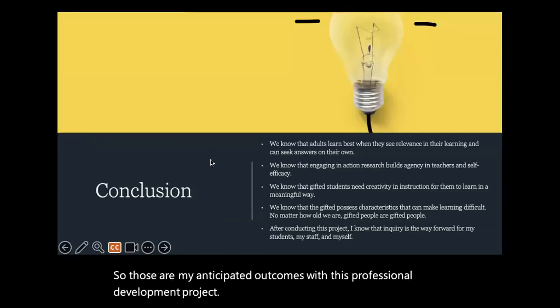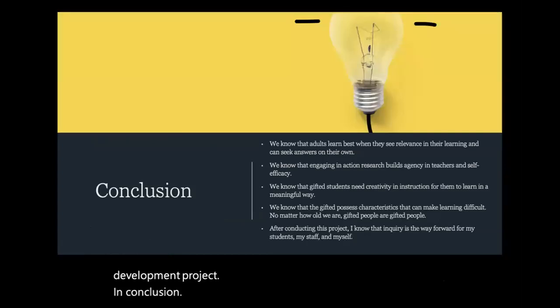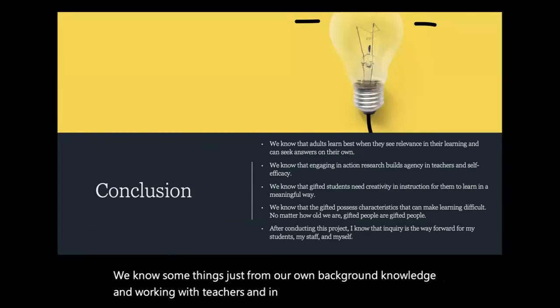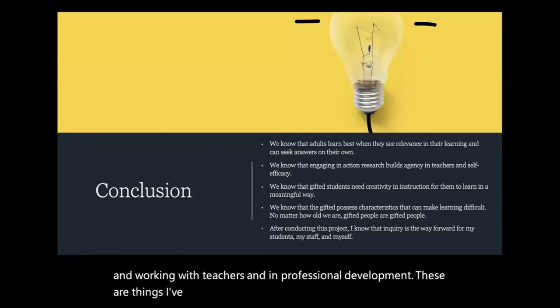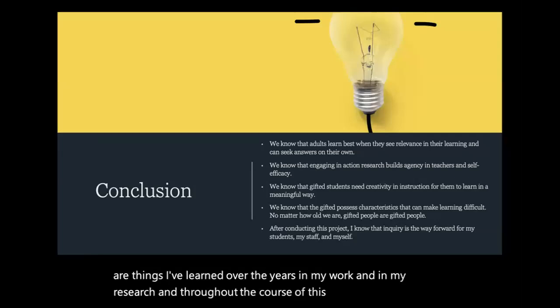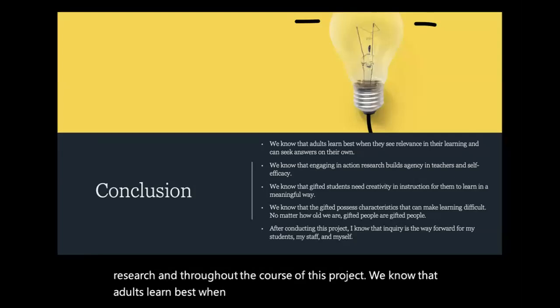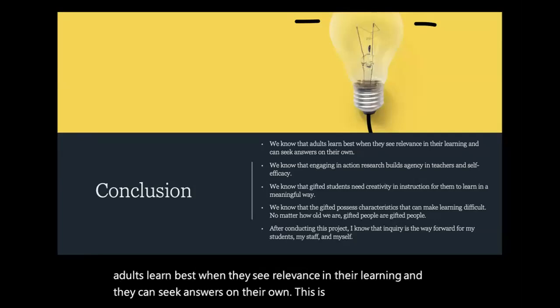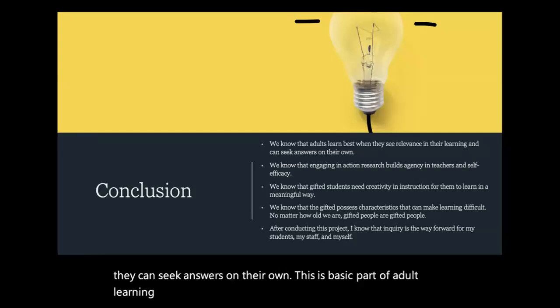In conclusion, we know some things just from our own background knowledge and working with teachers and in professional development. These are things I've learned over the years in my work and in my research and throughout the course of this project. We know that adults learn best when they see relevance in their learning and they can seek answers on their own. This is a basic part of adult learning theory. We know that engaging in action research builds agency in teachers and self-efficacy.